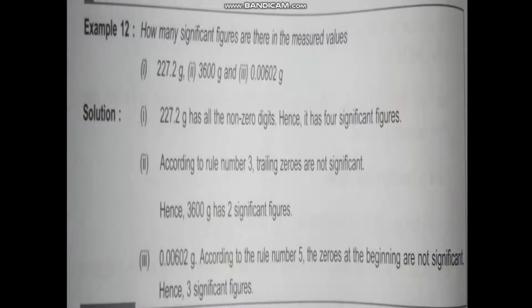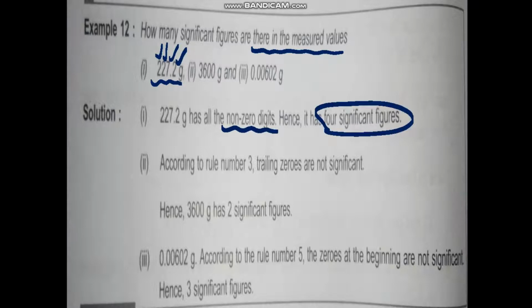So how many significant figures are there in these measured values? First value is 227.2 gram. 2 is a non-zero digit, so it is significant. Next 2 is also significant. 7 is a significant figure, and this 2 is also a significant figure. So all these are non-zero digits, so it has 4 significant figures.